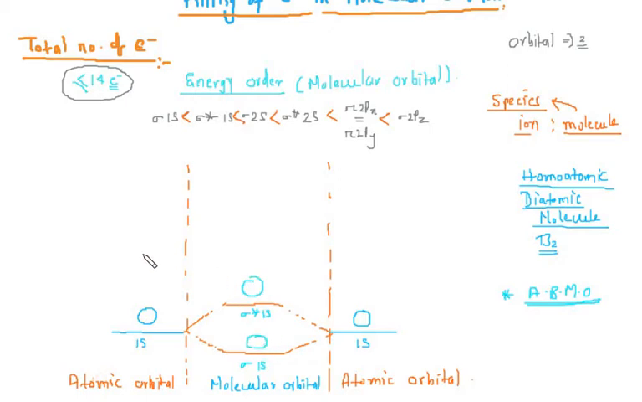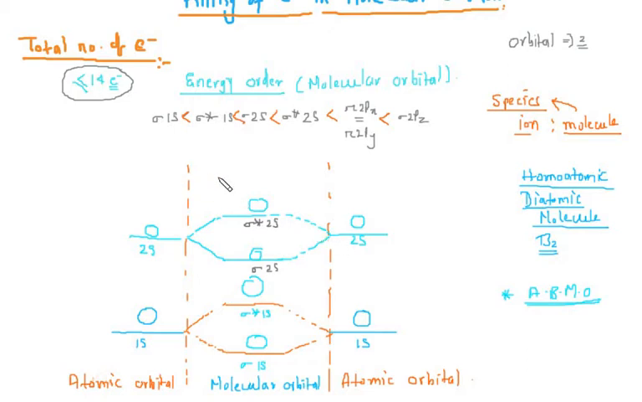Now obviously there will be 2s orbital as well, so now it will participate in the linear combination, and obviously again it will form... so this is 2s of one atom, and this is again 2s of another atom. It will be forming two molecular orbitals. One will be sigma 2s, another one will be anti-bonding 2s.